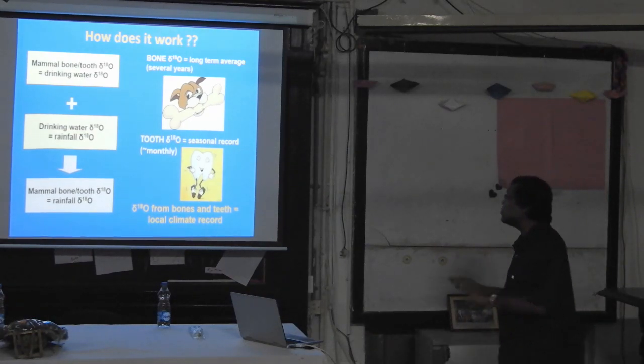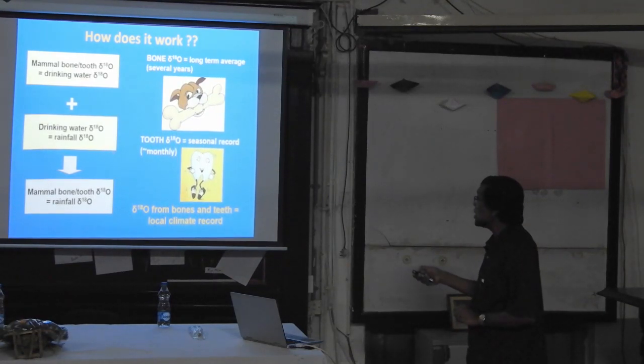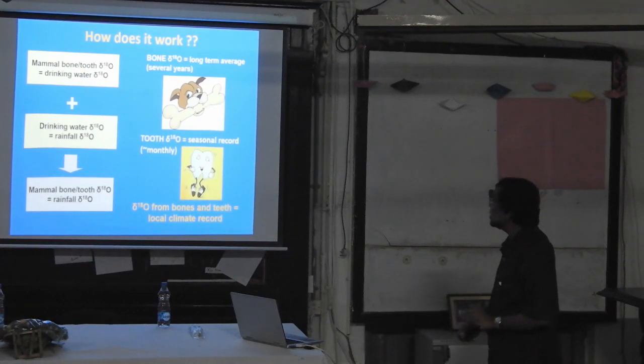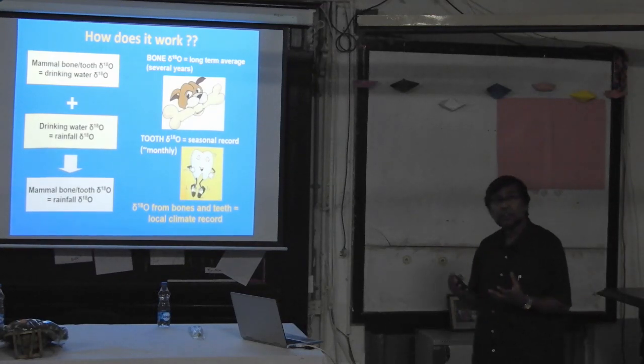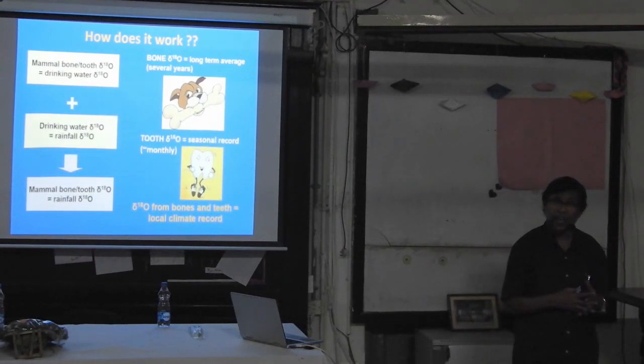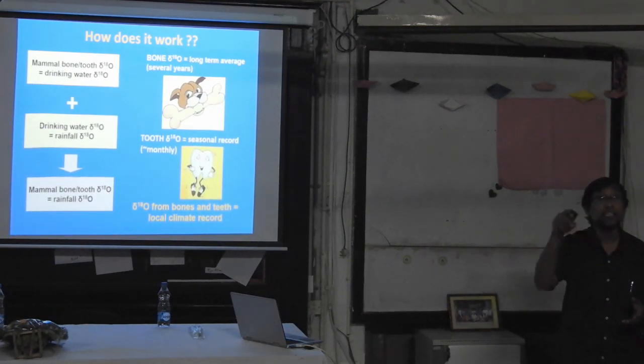Okay? So in other words, by analyzing these mammal bone oxygen isotopes, you can talk about the rainfall. Okay? And there are many, many ways. Either you can talk about the rainfall in a gross manner, that means the rainfall composition over a year, but there are techniques available where you can go even to the seasonal scale.